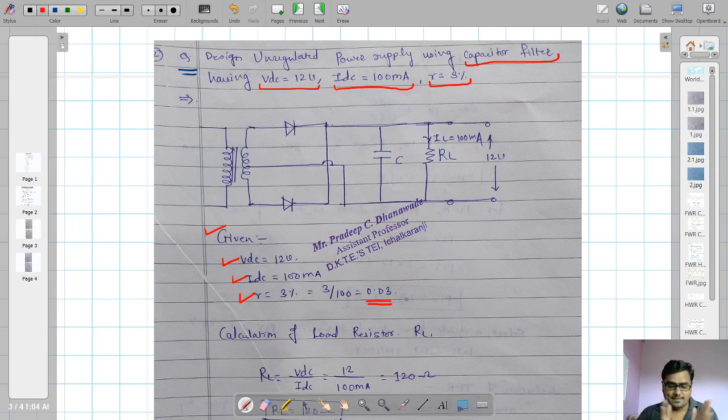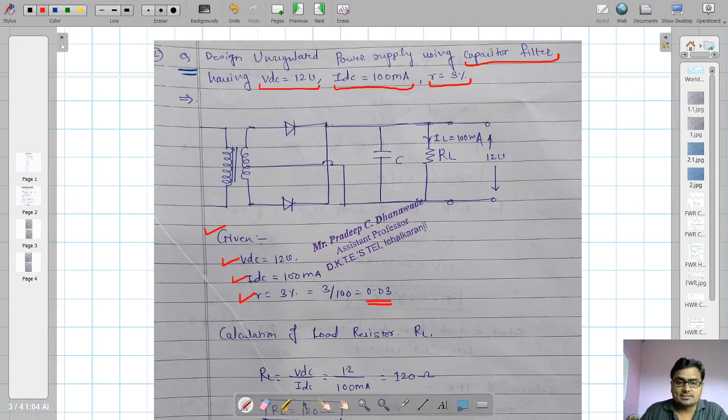So my job here is to assume one rectifier. The rectifier that I am going to assume is a full wave center tap rectifier. You can assume a full wave bridge rectifier, no problem at all, because the analysis of full wave center tap and bridge rectifier is the same except for two parameters, that is PIV and TUF. So I'm going to assume a full wave center tap rectifier.